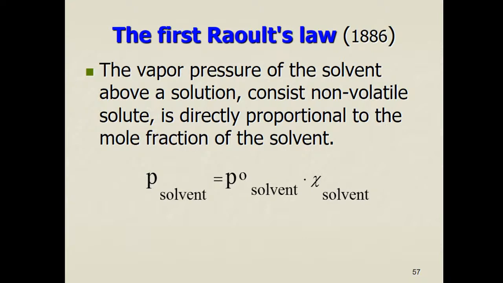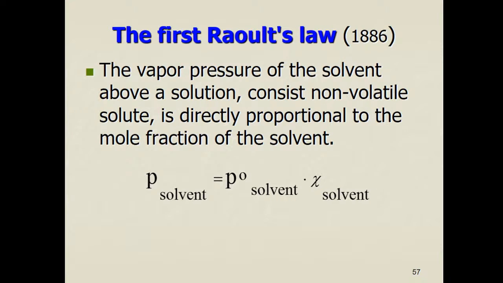Mathematically, it can be described with the first Raoult's law, 1886. The vapor pressure of the solvent above a solution containing a non-volatile solute, because if the solute is volatile, like iodine, for example, it will form its own vapor and change the final result, and it will not be directly proportional. But the vapor pressure of the solvent above the solution containing a non-volatile solute is directly proportional to the mole fraction of the solvent.